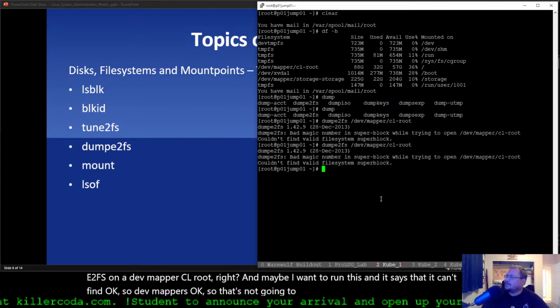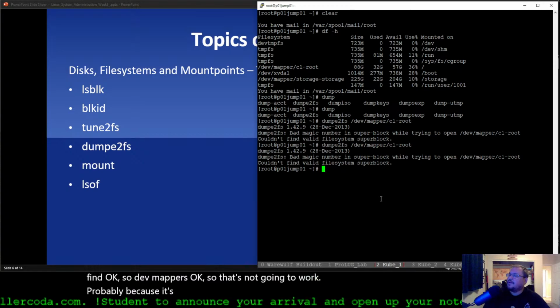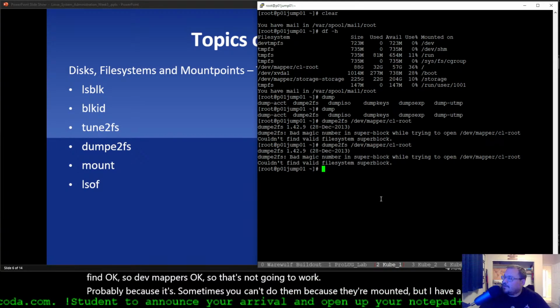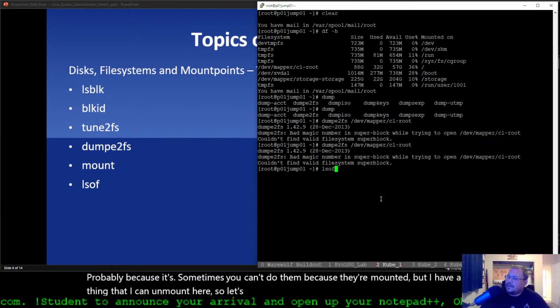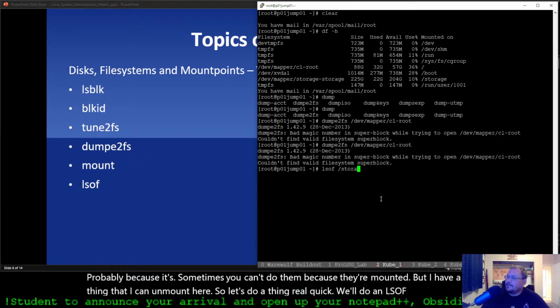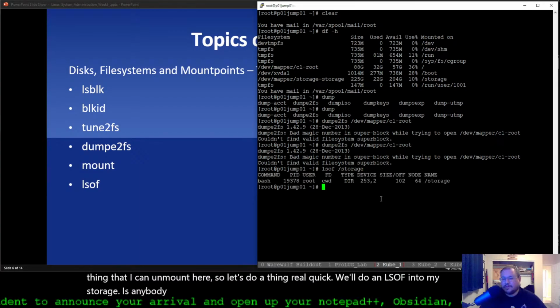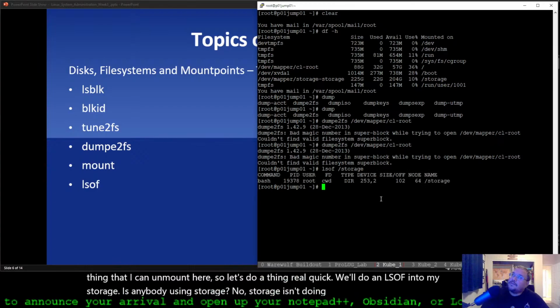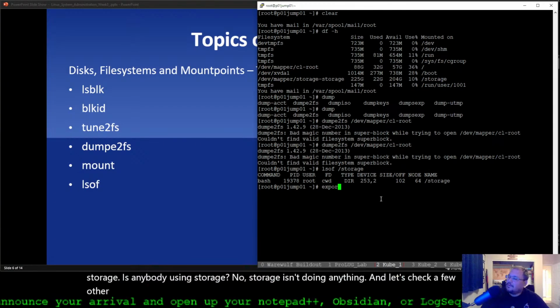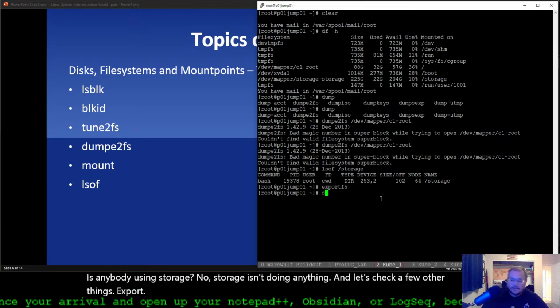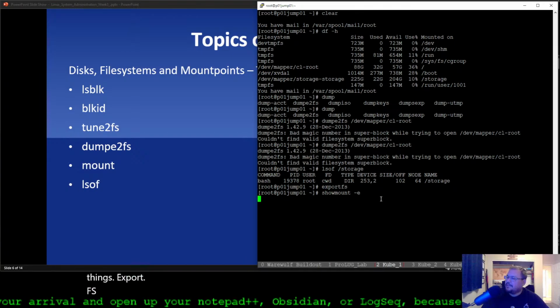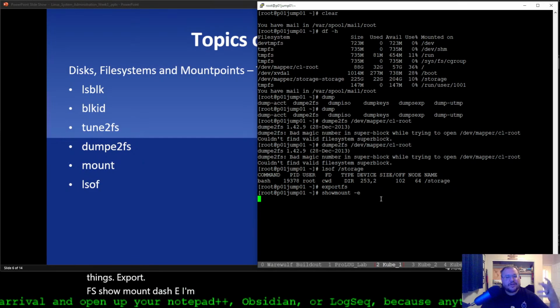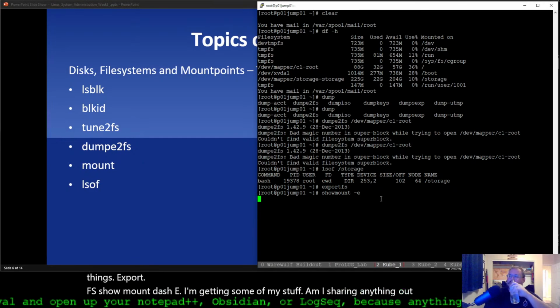Probably because sometimes you can't do them because they're mounted. But I have a thing that I can unmount here. So let's do a thing real quick. We'll do an lsof on my storage. Is anybody using storage? No, storage isn't doing anything. And let's check a few other things. exportfs, showmount -e. I'm forgetting some of my stuff. Am I sharing anything out on the system as far as that storage goes?